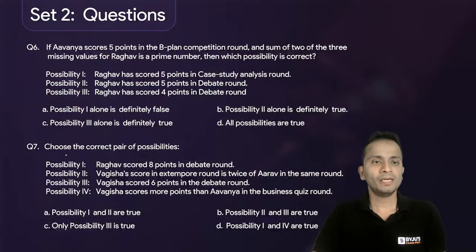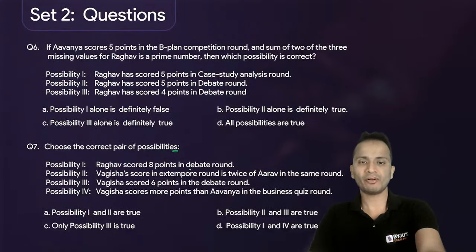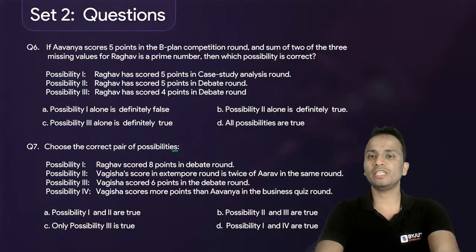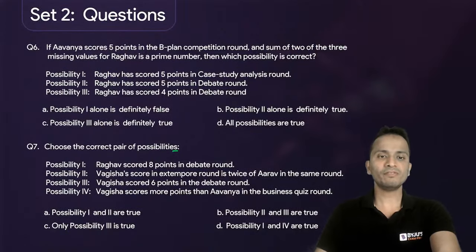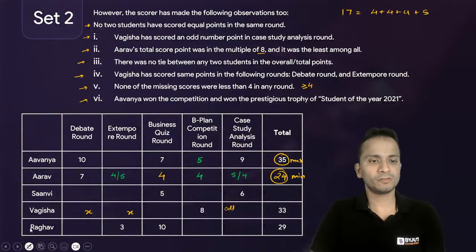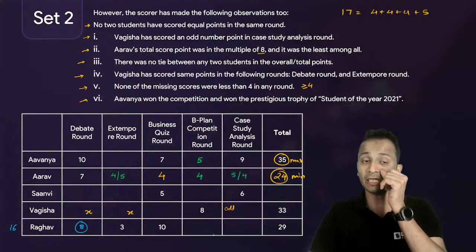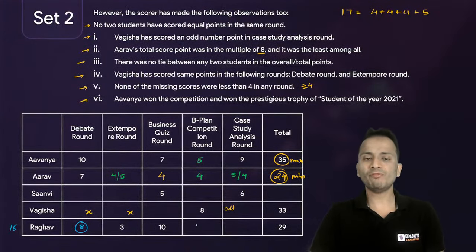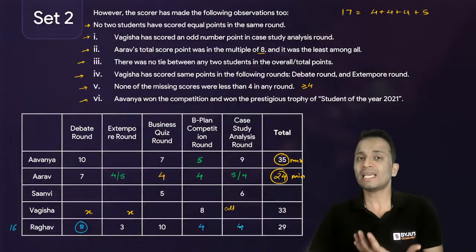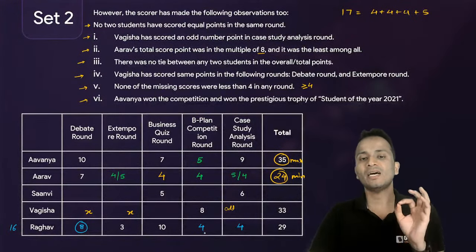Question number 7. Choose the correct pair of possibilities. Raghav scored 8 points in debate round. We'll have to find out which of these possibilities are possible. Now Raghav has 8 in debate round. So if Raghav scores 8 in debate round, from the total of 16, the remaining is 8. The remaining 8 will be in the other two rounds, and the minimum should be 4. So Raghav will score a 4 here and 4 here, because the remaining 8 can only be divided in one way such that each has a minimum of 4.